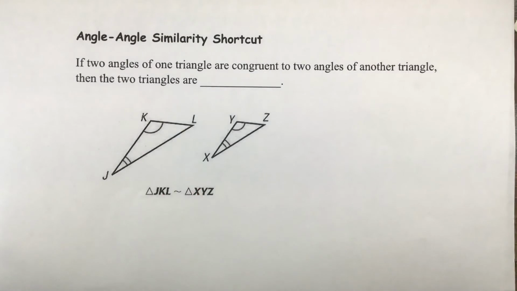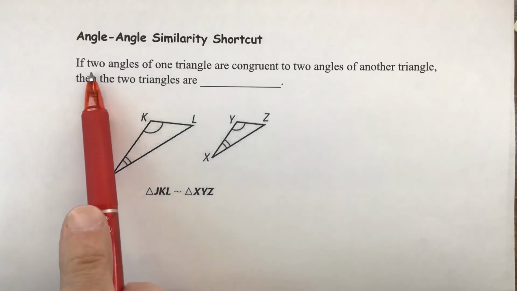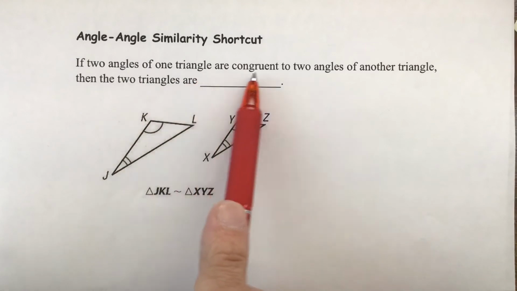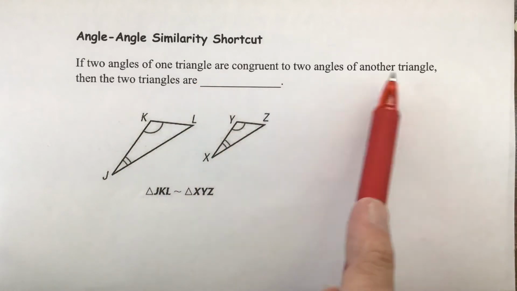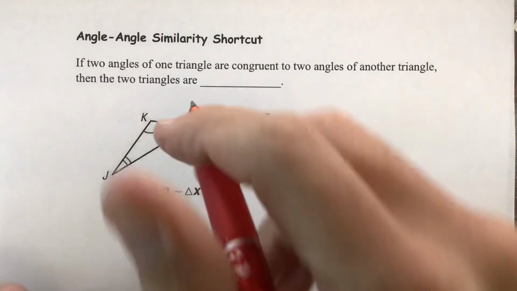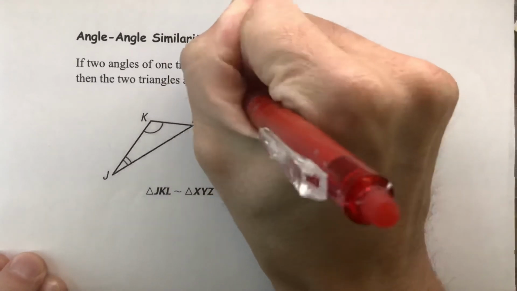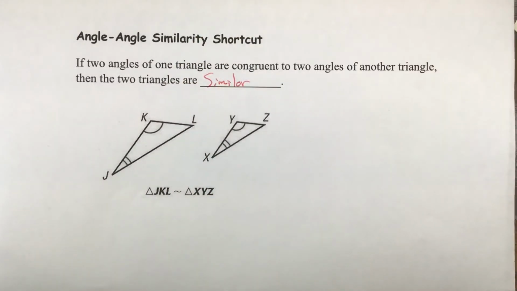Okay, let's go ahead and state our findings as the angle-angle similarity shortcut. Notice that it does not say angle-angle-angle similarity shortcut. That's because if two angles are already congruent, the third one has to be congruent as well. So it says, if two angles of one triangle are congruent to two angles of another triangle, then the two triangles are similar. Not congruent, but they would be similar.